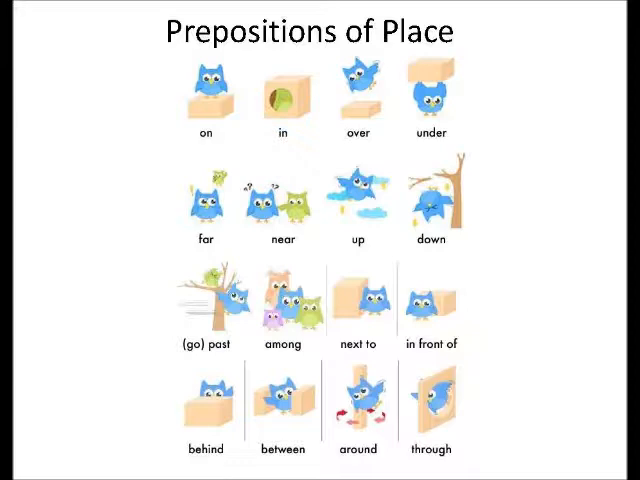It just lists most of the prepositions of place. We will read them just in order to review. So here is the picture. Let's read the prepositions. On, in, over, under, far, near, up, down, past, among, next to, in front of, behind, between, around, and through. Alright, so these are the main prepositions of place which we use very often, and they are very helpful when we talk about getting around the town, giving directions, and so on. So please remember them.